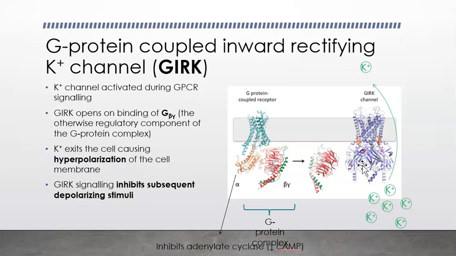So because we are hyperpolarizing the cell, it's decreasing the probability of other receptors opening, allowing ions into the cell that would then depolarize. Okay? Because we're hyperpolarizing the cell membrane, we would need even more positive ions into the cell to depolarize it, but we're preventing that with this hyperpolarization.